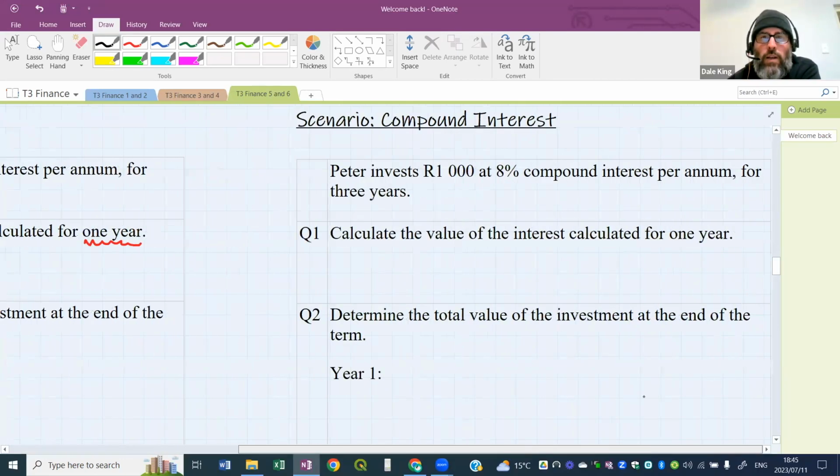Let's go to the other scenario. All right, very good. You guys have got it. The other scenario. Let's look at question 1. Calculate the value of the interest calculated for 1 year. Same story. Question 1 here, same story. What's it going to be? 8% of 1,000 Rand. It's going to be exactly the same.